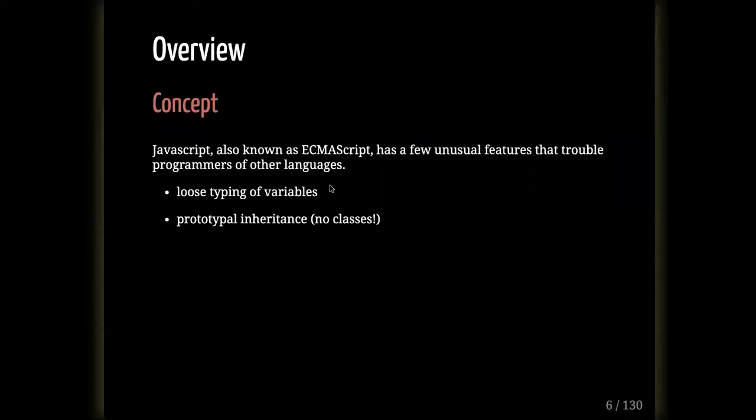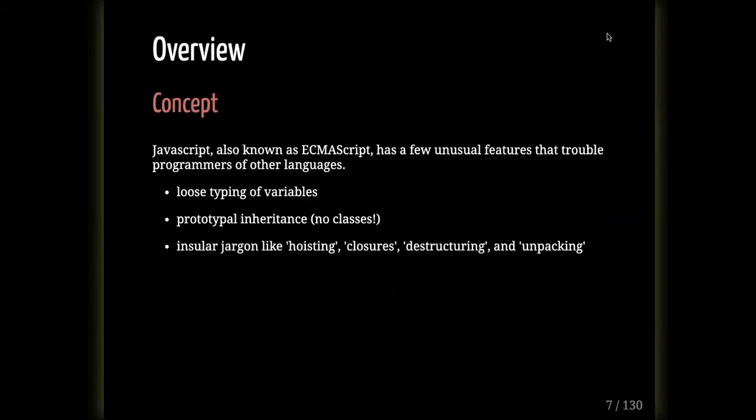There has been added recently the class keyword in JavaScript. It's syntactic sugar, meaning it's just a nice little cute thing you can write, but behind the scenes, you're getting prototypical inheritance, not class-based inheritance. There are all kinds of weird words that JavaScript people will use, like hoisting, closures, destructuring, and unpacking, just a few of the terms that JavaScript programmers like to talk about. We'll discuss a few of these that you need to know. Many of these you don't even need to know to really use it.